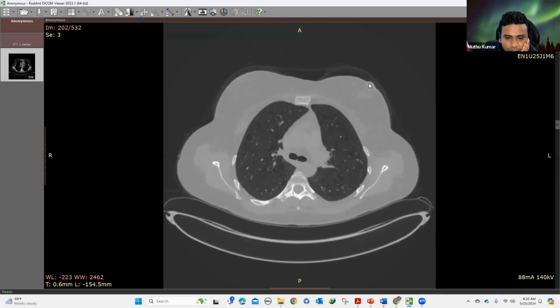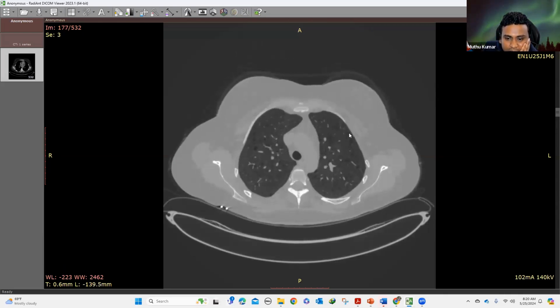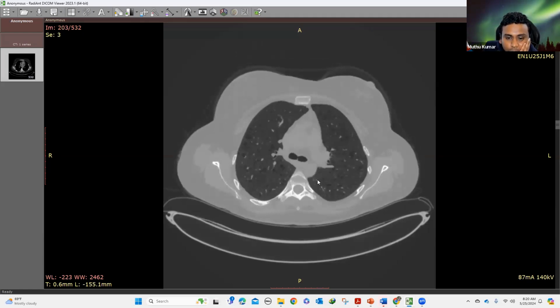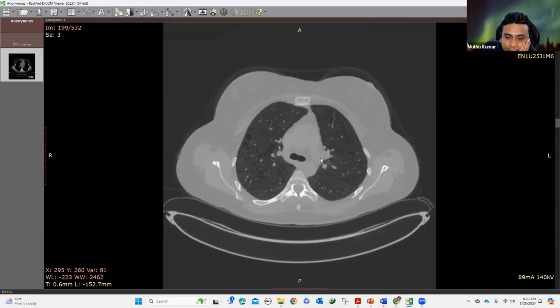All right, so this patient is having multiple tiny lucencies within the lung parenchyma, right? When you look at tiny lucencies in the lung parenchyma, the first thing to make sure is whether it is emphysema or not. Always remember, emphysema is more common than cystic lung disease.